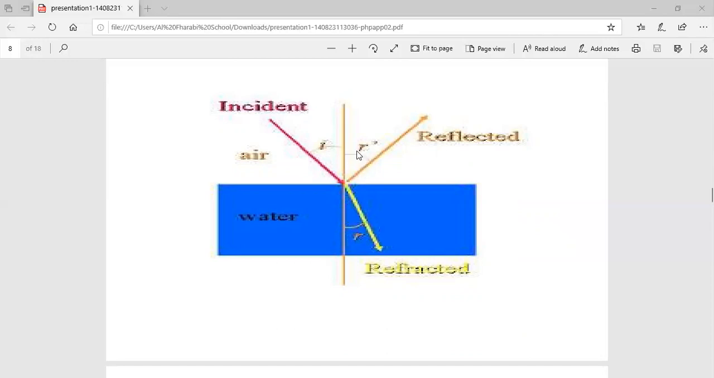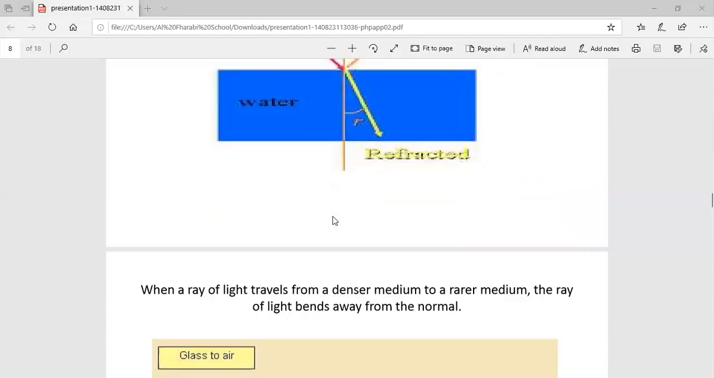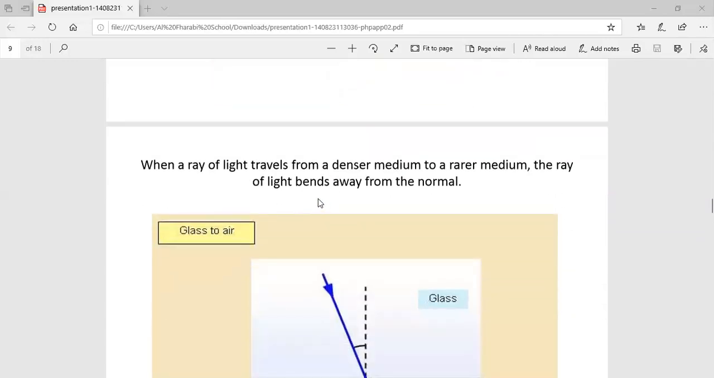As you can see, the reflection should be in the same medium, while the refraction should be in two different mediums. Also, you can notice that the two angles here, the incidence angle and the reflected angle, are equal to each other, while the refraction angle is smaller than them. Now, when a ray of light travels from a denser medium to a rarer medium, the ray of light bends away from the normal.